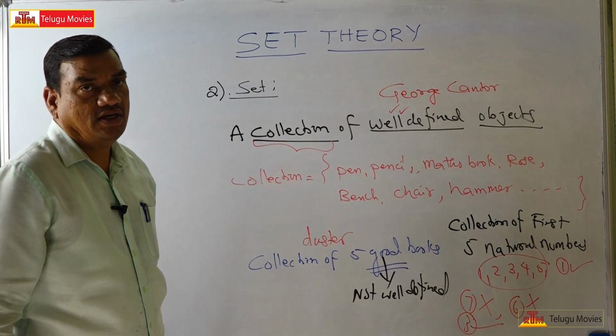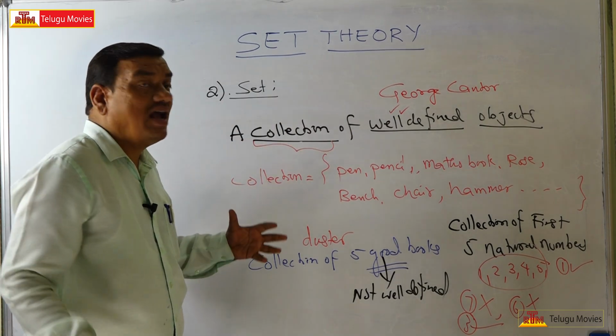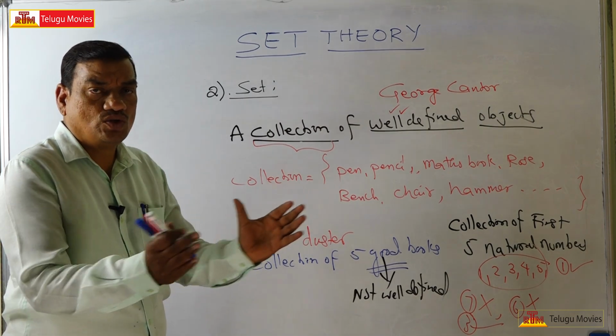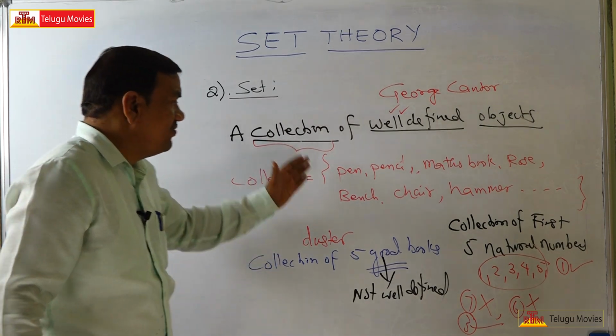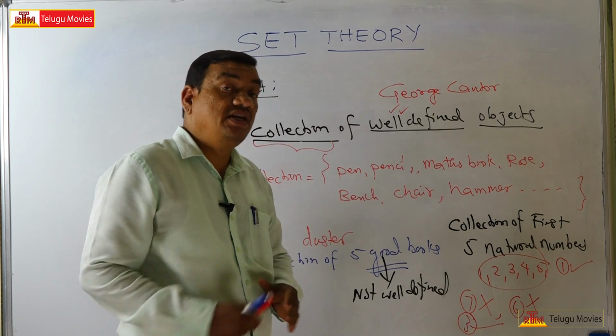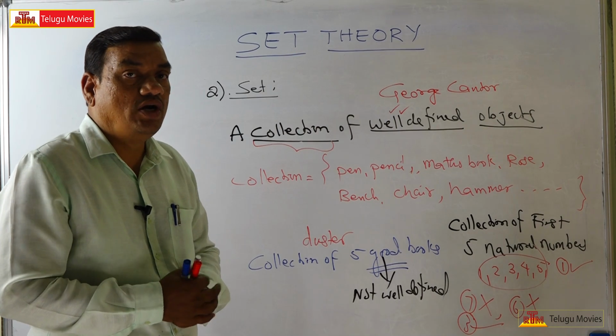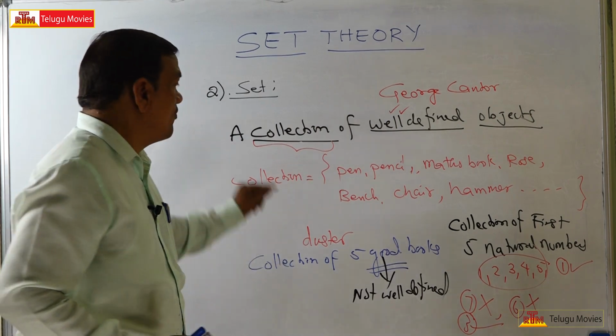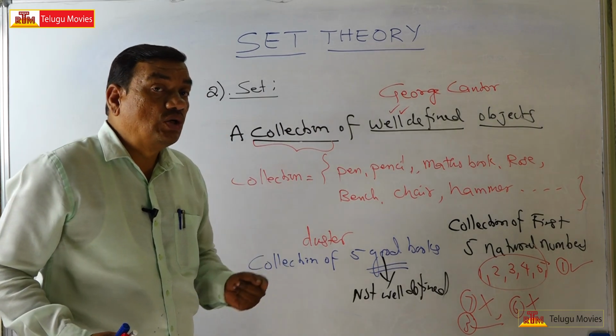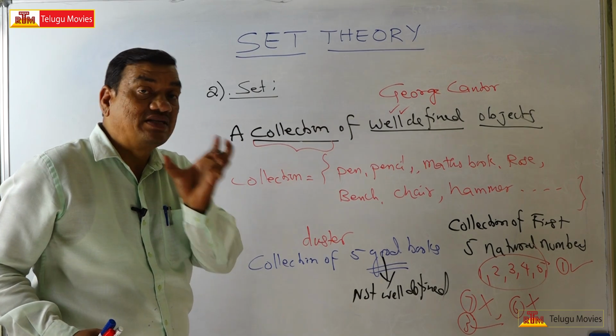Very, very important. Understand? So what does collection mean? Any group of objects, maybe living or non-living, whatever that may be. If that collection is well defined, that collection is called a set. Okay now. After learning the set, we are going to learn how to represent a set.